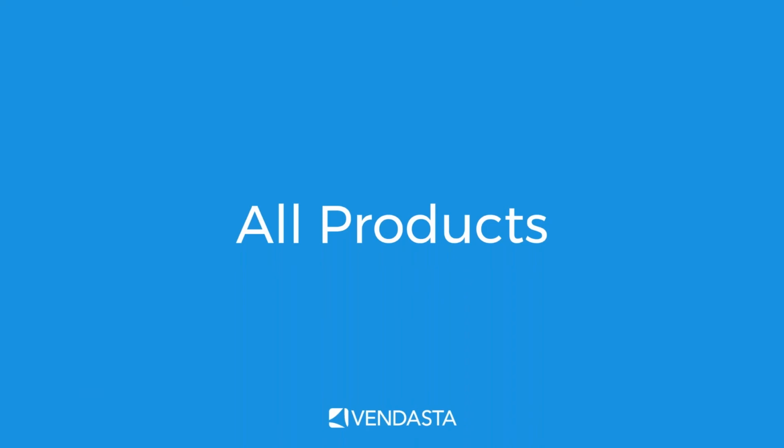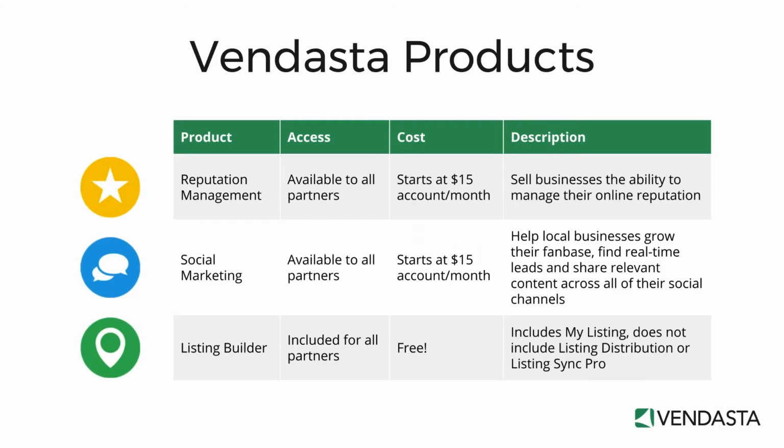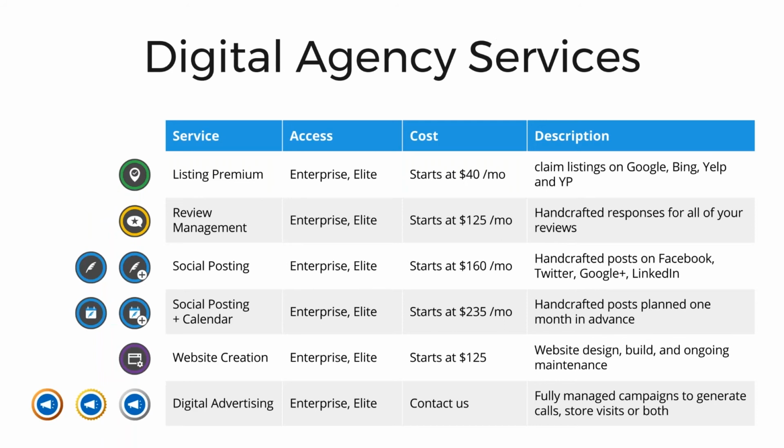So really getting into Marketplace, what you're going to find in there, first off, is all of the current Vendasta products. These are all the products that you already know and love, like reputation management, social marketing, listing builder. Everything is in there for you to use, so you can easily add them to the store, make sure your clients can see them in there. So even if they don't currently have it, it is always that upsell opportunity for those, as well as all of our digital agency services. So if you're currently utilizing our digital agency, these are all going to look familiar to you.